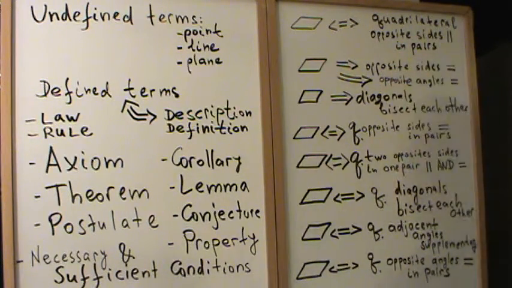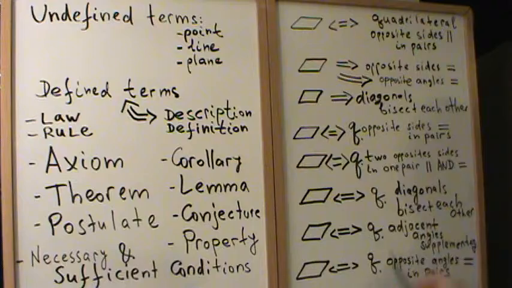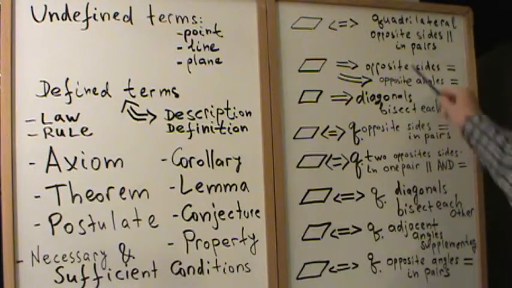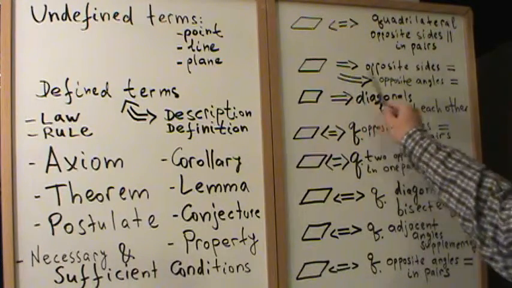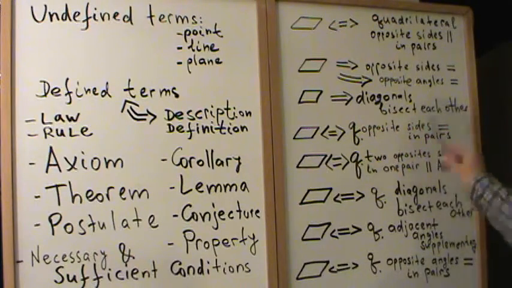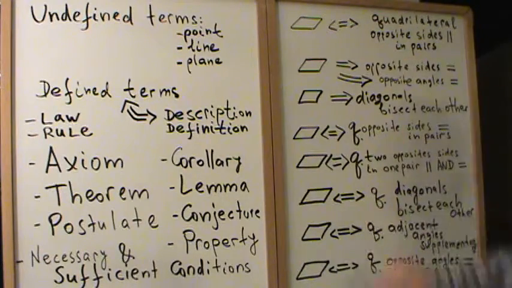These three are properties, and as we can see, they work only in one way. Like converse does not work here. Parallelogram has opposite sides equal, but it doesn't mean that a figure that has opposite sides equal will be parallelogram. For example, a hexagon has opposite sides equal, but it's not a parallelogram. Parallelogram has opposite angles equal. Parallelogram has diagonals bisect each other. So all these three are properties, and the converses for them don't work.